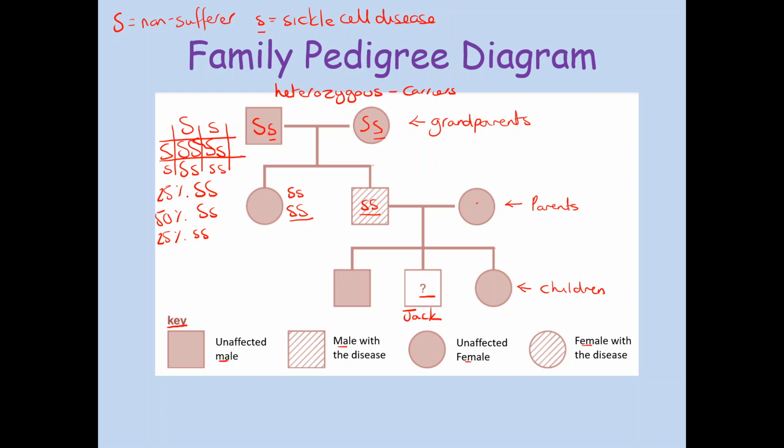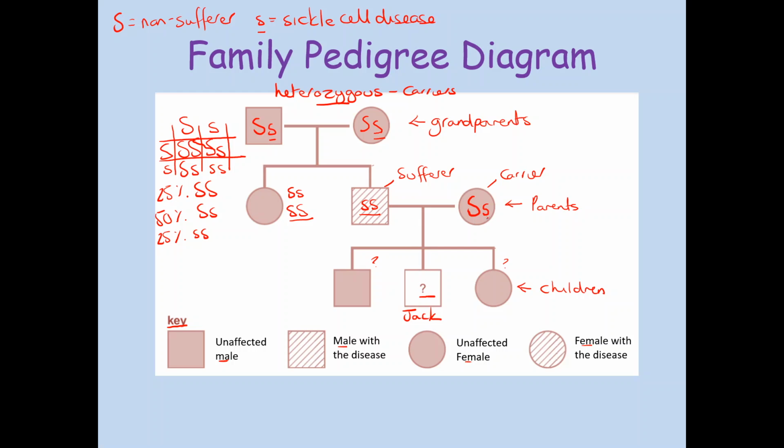This person, okay, is these children's mum. She also is heterozygous, so she also is a carrier. He's a sufferer. Okay, so here, these children, what will their alleles be? What will their genotypes be? And what will Jack's genotype be, or potentially could be?